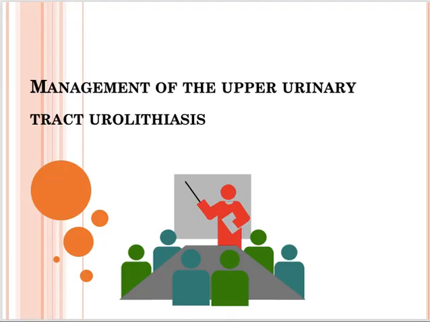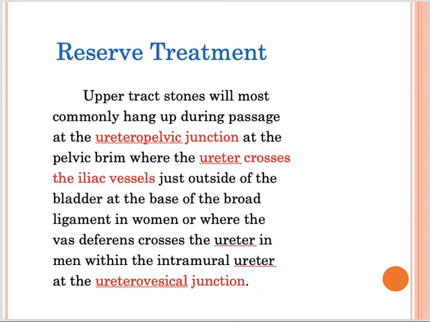So now we will go for the management, and of course we have to talk about the surgical management of these patients. Let me tell you that upper tract stones will most commonly hang up during passage at the uretero-pelvic junction, which is a narrow part, at the pelvic brim where the ureter crosses the iliac vessels, which is also narrow, and just outside of the bladder at the base of the broad ligament in women, or where the vas deferens crosses the ureter in men, or within the intramural ureter at the uretero-vesical junction. So these are the areas where the stones can get stuck.